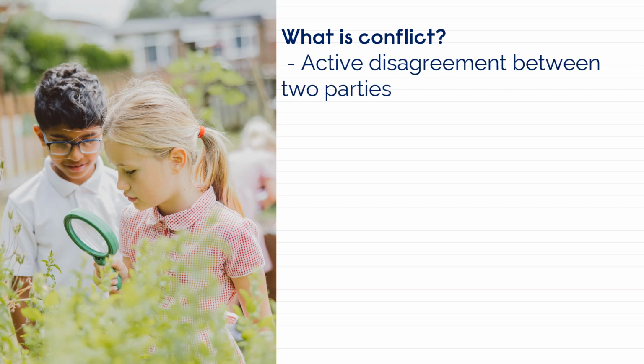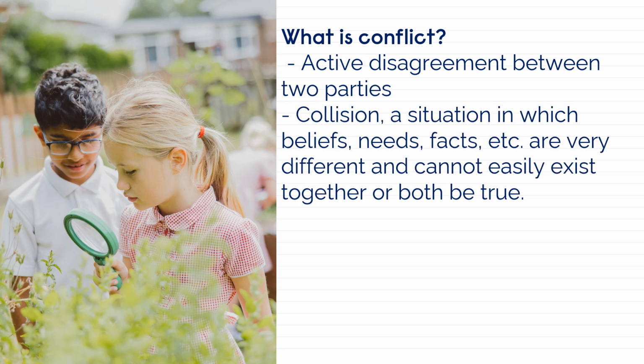So we know that it's an active disagreement between two parties. It's something where they cannot get along, they cannot agree on an outcome, a decision, a process, and that results in a collision, where a situation in which beliefs, needs, or the facts of something are very different and cannot easily exist together, or both can't be true.